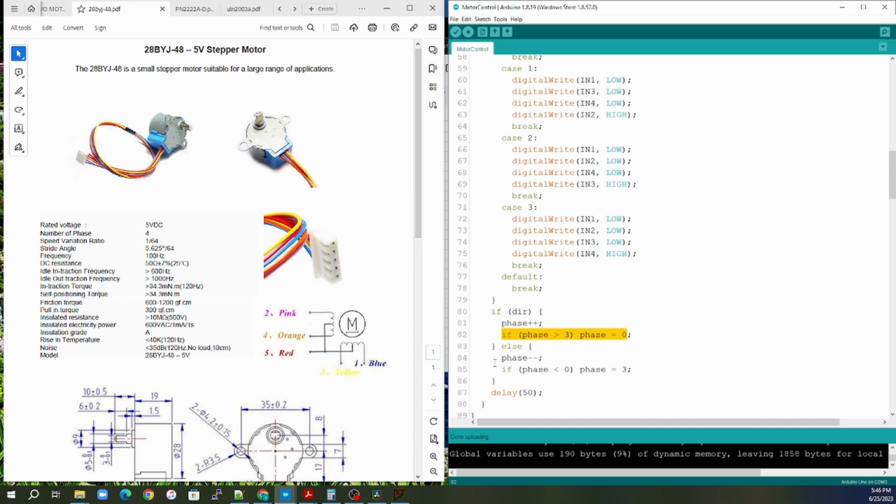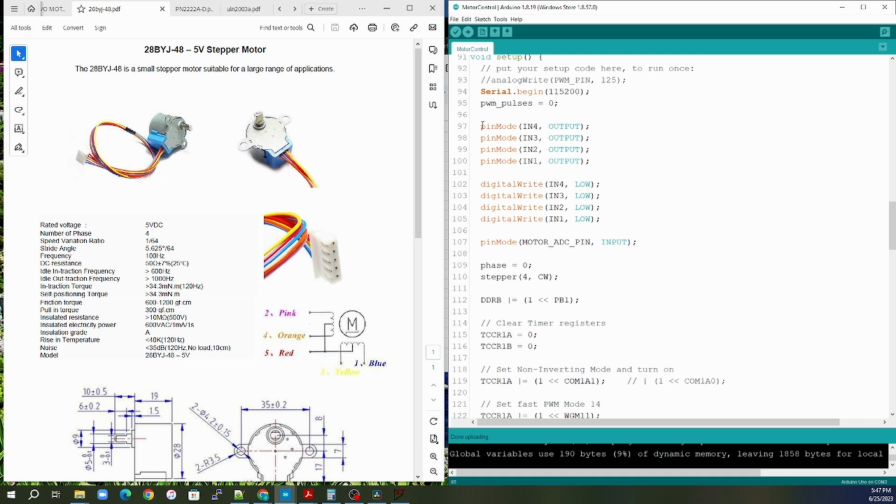And if it's going in the opposite direction, do the same thing, except subtract the phase. And if I get below 0, then go ahead and reroute me to phase 3, right? So I can go into a constant circle. And I went ahead and put a delay. This is the 100 hertz, right? 1 over 100 is 50 milliseconds. So this is the proper speed for us to be pulsating this stepper motor. And that is pretty much it. That is all you need to do in order to turn the motor counterclockwise or clockwise.